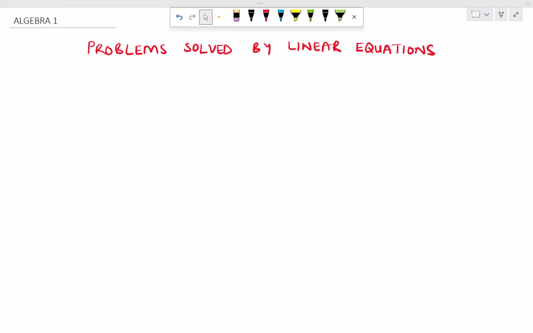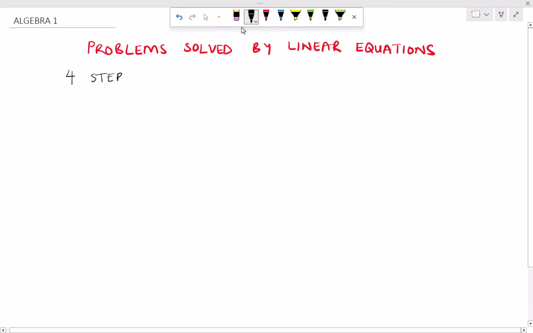Hello guys, in this video we're going to look at problems solved by linear equations. There are 4 steps that I want us to look at, and these are the steps that we're going to be using when we're solving our linear equations.